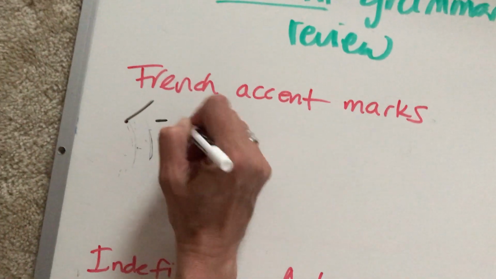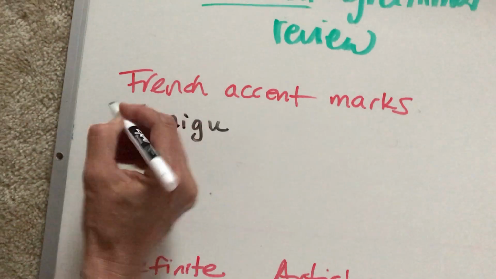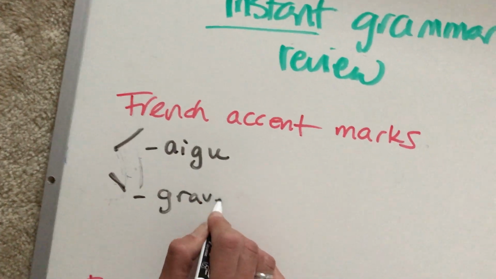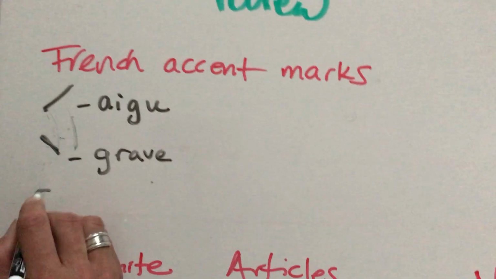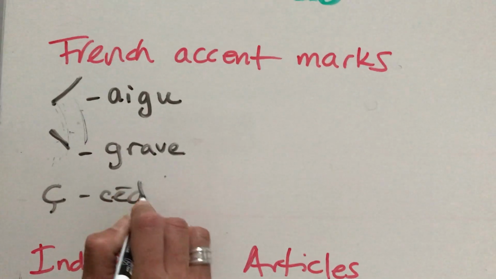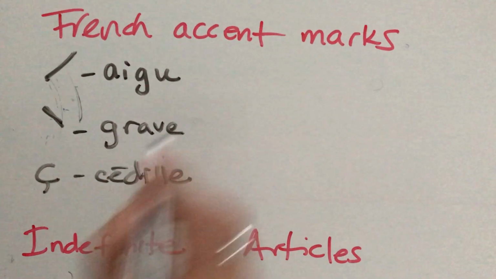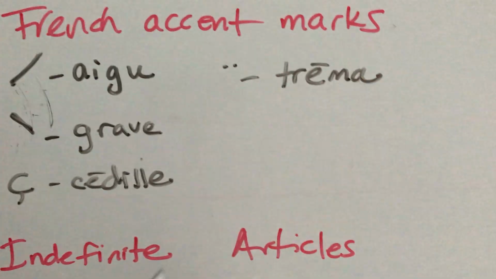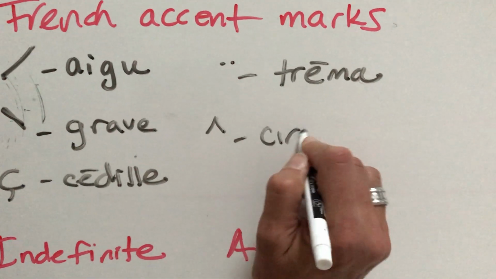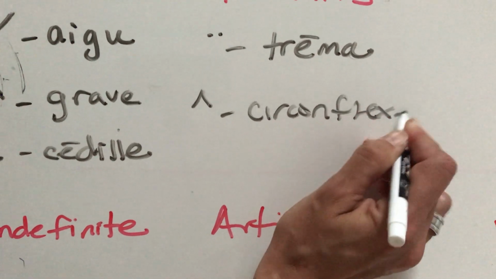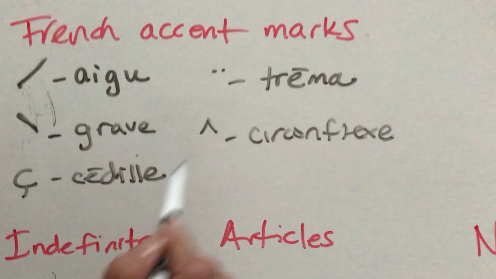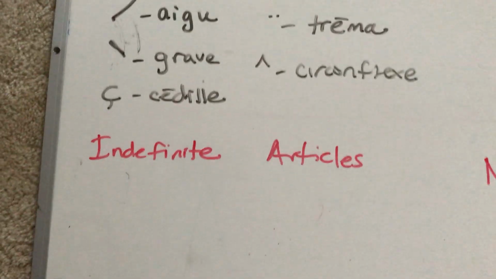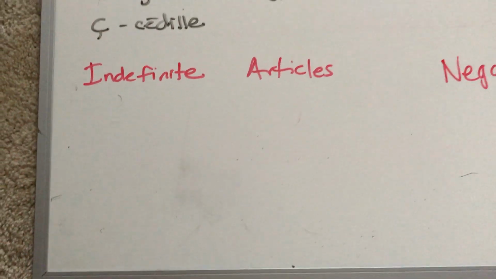We have an aigu that goes this way. We have a grave, which goes the opposite direction. We have a cédille. We have a tréma, and the last one we have is a circonflexe. Aigu, grave, cédille, tréma, and circonflexe. Next topic we're going to look at are indefinite articles.